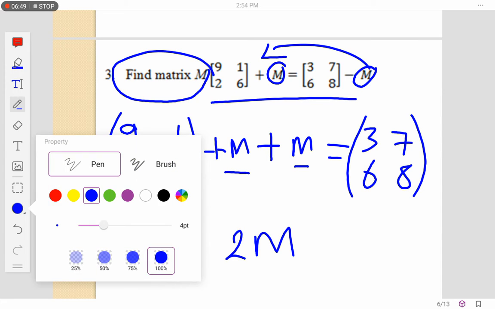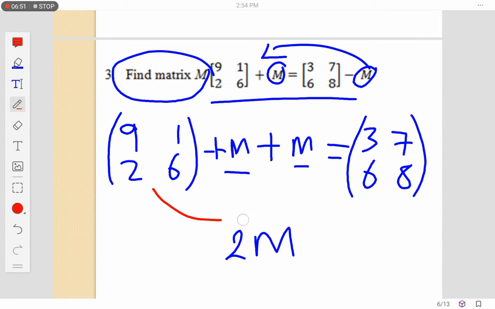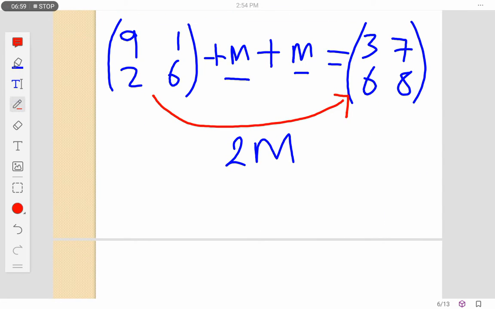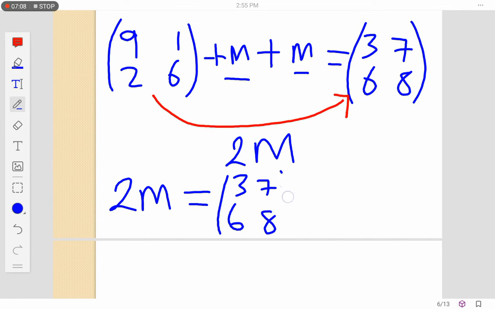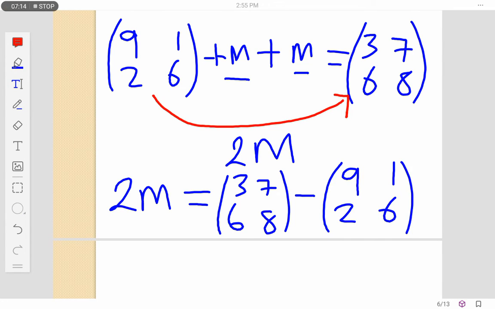Okay, now I'm going to take this matrix, that side, it becomes minus. So I'll have a minus. Let me rewrite that down. So I'll have 2M is equal to [3, 6, 7, 8] minus [9, 1, 2, 6]. Okay, so that's what we will have.